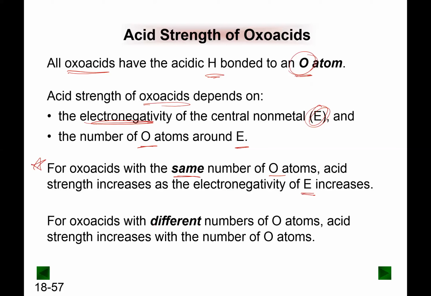Now, if you have different numbers of oxygen atoms, then acid strength increases with the number of oxygen atoms. And so these are basically the two rules associated with oxoacid strength.